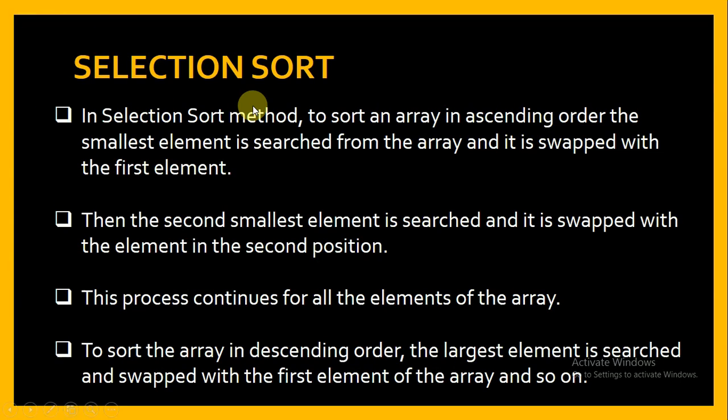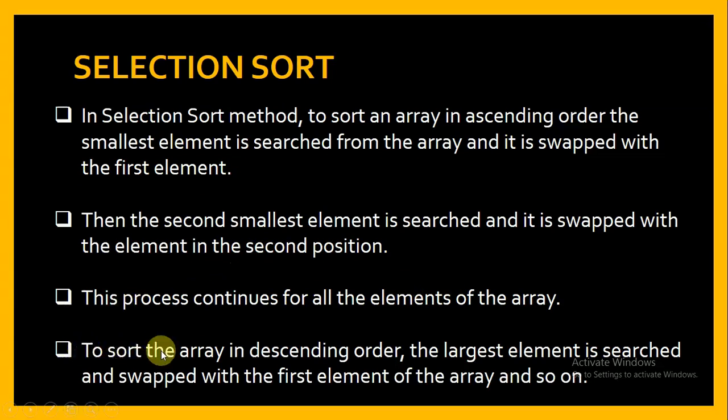Now in the selection sort method, to sort an array in ascending order, the smallest element is searched from the array and it is swapped with the first element. Then the second smallest element is searched and it is swapped with the element in the second position. And this process continues for all elements of the array.